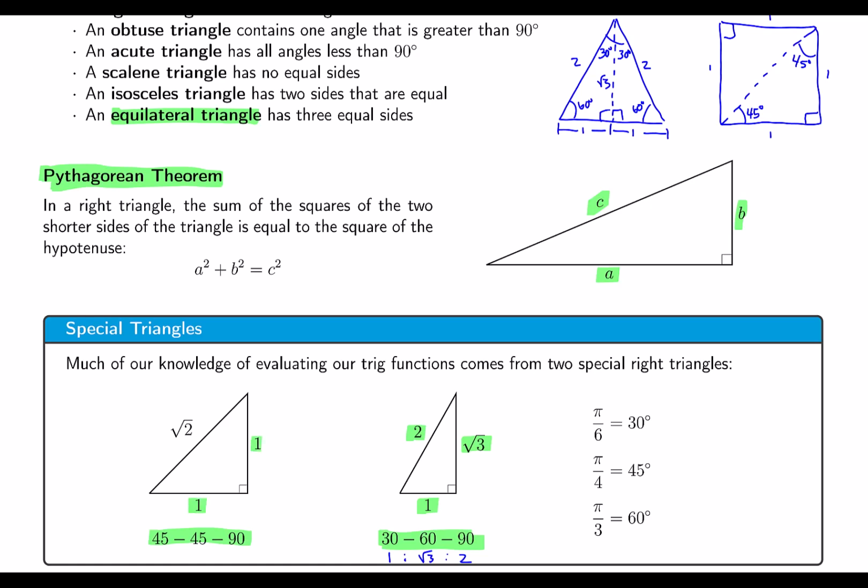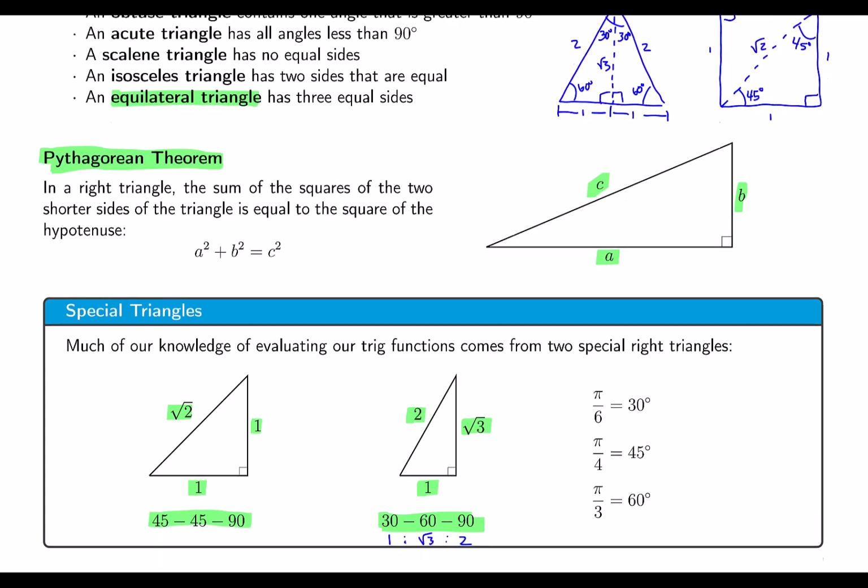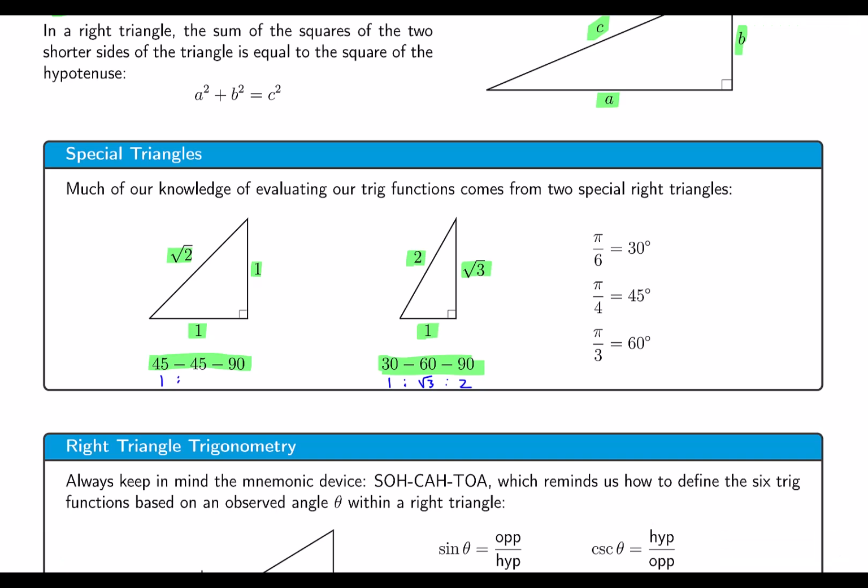The two side lengths that I have so far are 1 and 1, and I can use the Pythagorean theorem to figure out the last side length is the square root of 2. So the ratio of sides there is 1, 1, square root of 2.